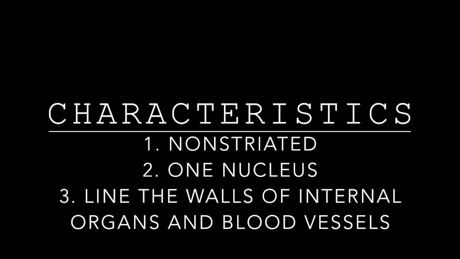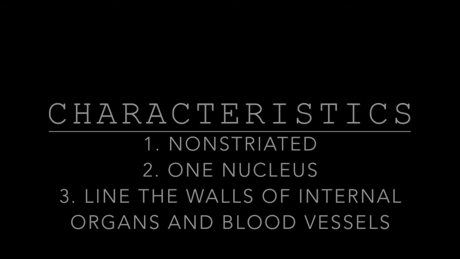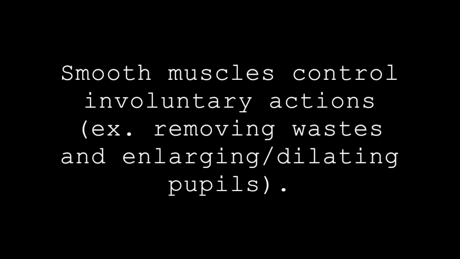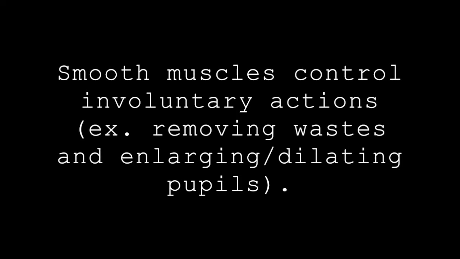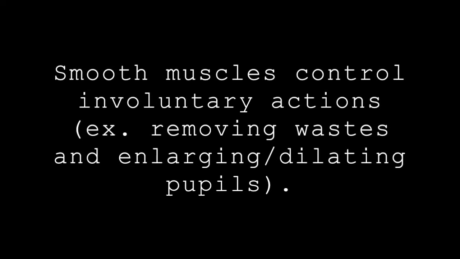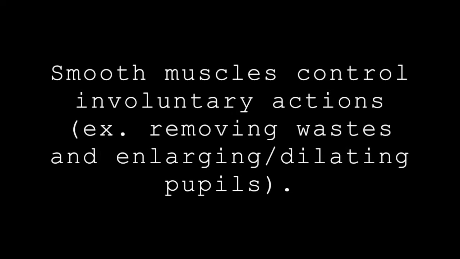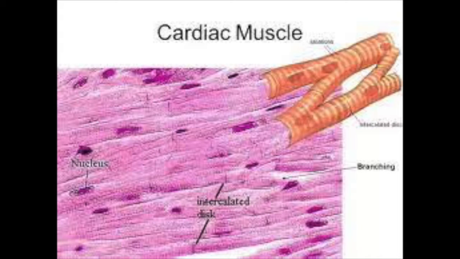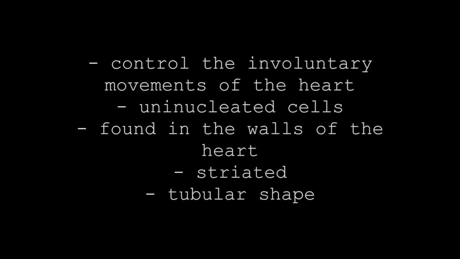The muscle fibers are arranged in parallel lines, making sheets that line the walls of internal organs and blood vessels. Smooth muscles control involuntary actions, such as pushing waste from our digestive tract and body, in addition to enlarging and dilating pupils. The next type of muscle fibers, cardiac muscle fibers, also control involuntary movements. They control the involuntary movement of the heart.